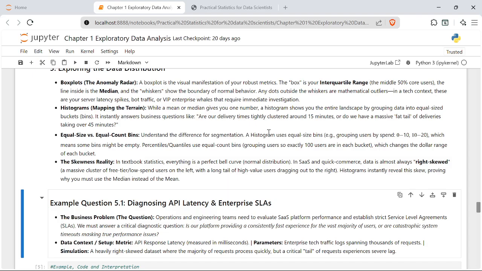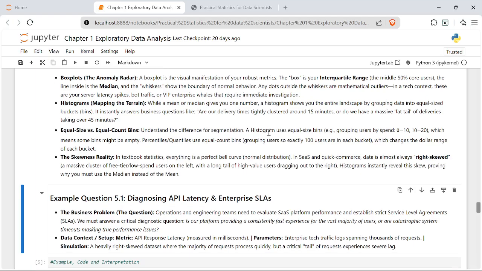Equal size versus equal count bins. Understand the difference for segmentation. A histogram uses equal sized bins. For example, grouping users by spend: 0 to 10, 10 to 20, etc. Which means some bins might be empty. Percentiles or quantiles use equal count bins. Grouping users so exactly 100 users are in each bucket, which changes the dollar range of each bucket.